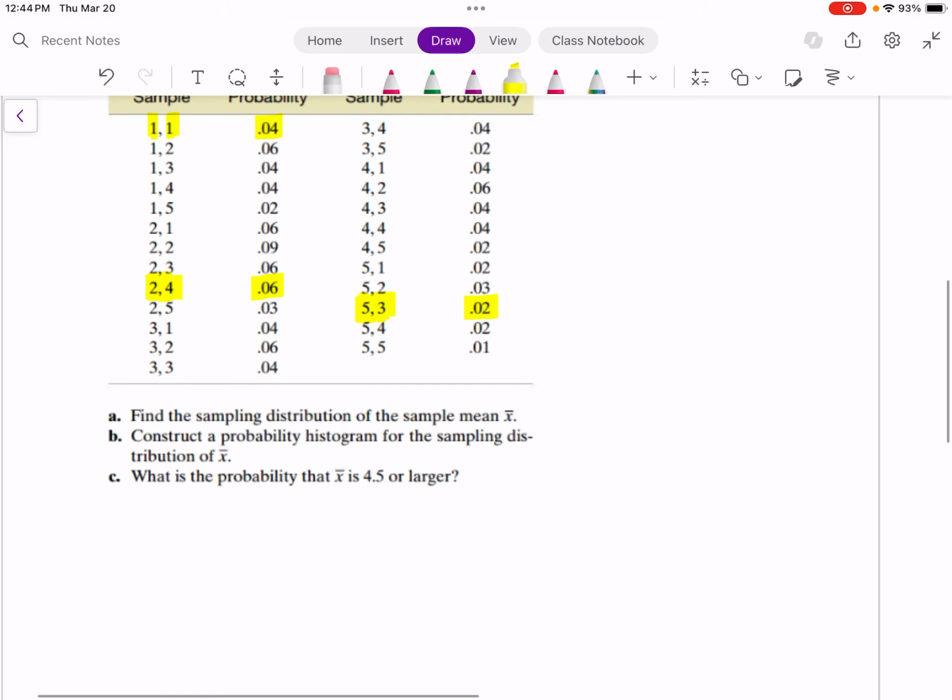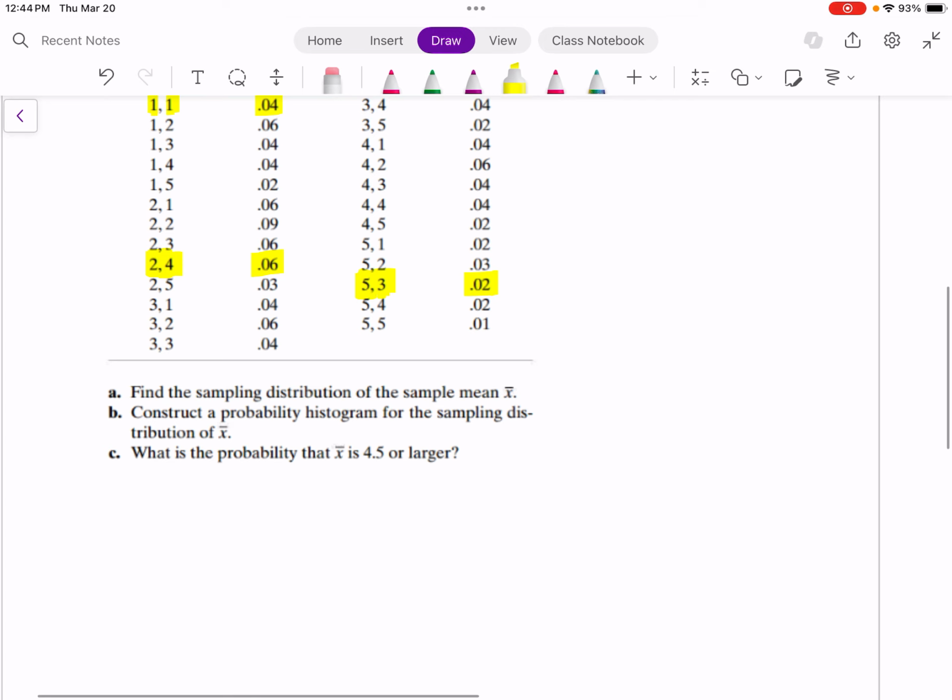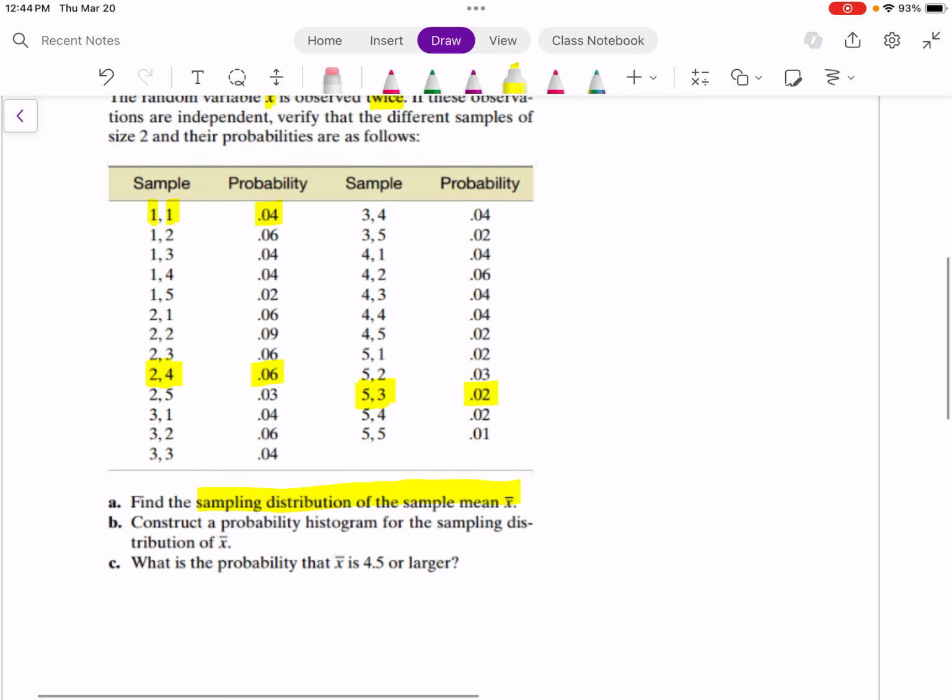Now our target here is to find the sampling distribution of the sample mean x bar. We have to create a table very similar to the one we just had. To create this sampling distribution we need an x bar. Now it's easy, right? So let me add it here. We have an x bar. What will be the x bar for the values of x, 1 and 1?